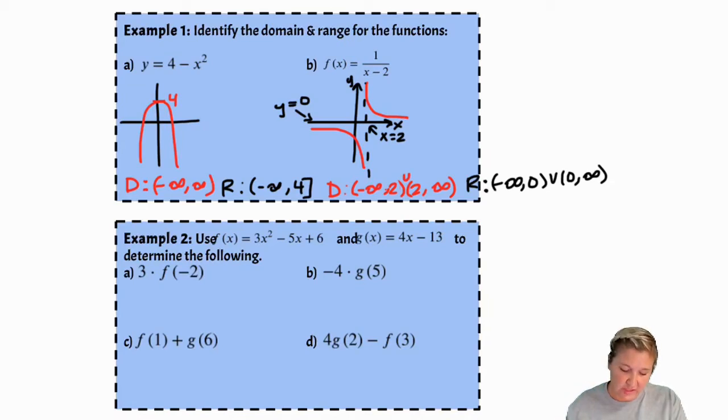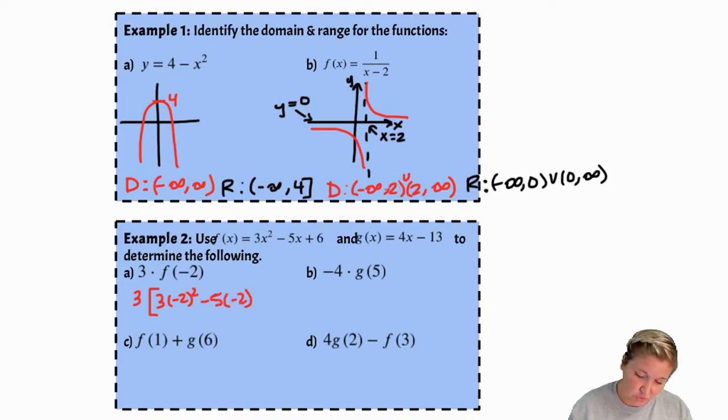So we're just going to fill those in. We have f of x equals 3x squared minus 5x plus 6. And then I have g of x is equal to 4x minus 13. So what you can see here is I'm going to have 3 times f of -2. So I'm going to replace x with -2: 3 times -2 squared minus 5 times -2, and then plus 6.